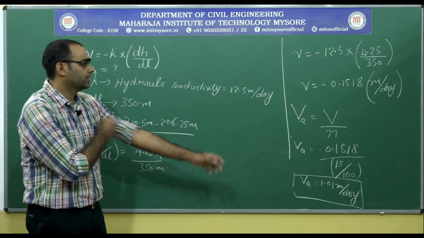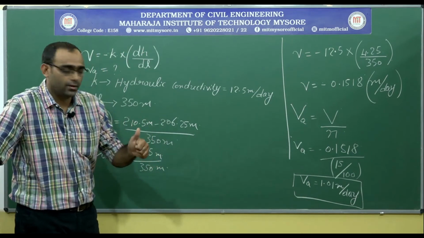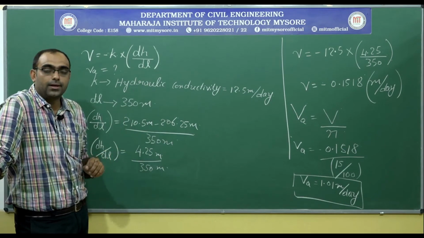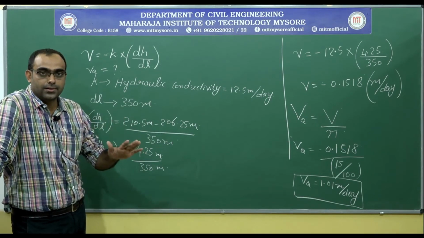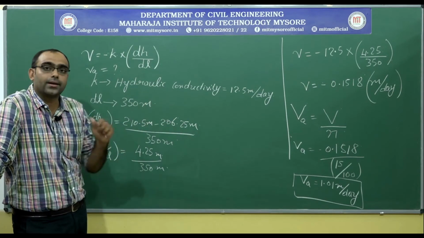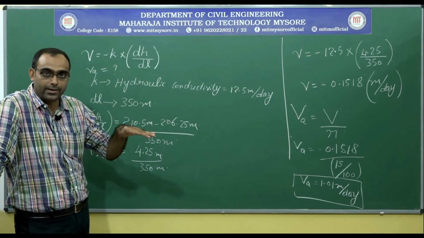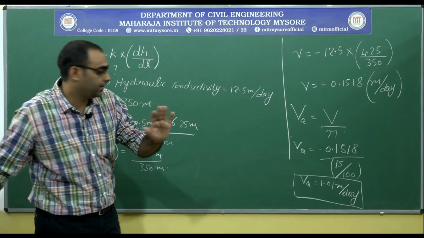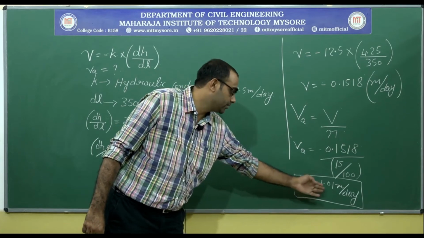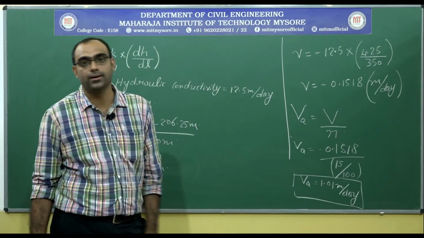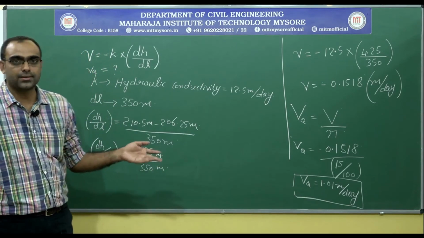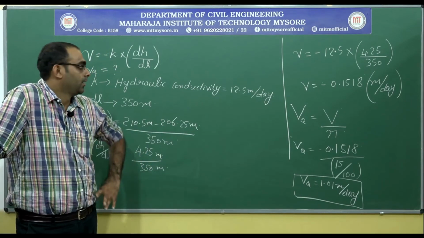You can ask the question, what is the difference between the actual velocity and the Darcy's velocity? The Darcy's equation is based upon certain assumptions, but in actual practice, in the actual field, the velocity of the groundwater will be this much. VA is 1.01 meter per day, that is all. Okay. A very simple problem. This has been asked a number of times for 4 marks.